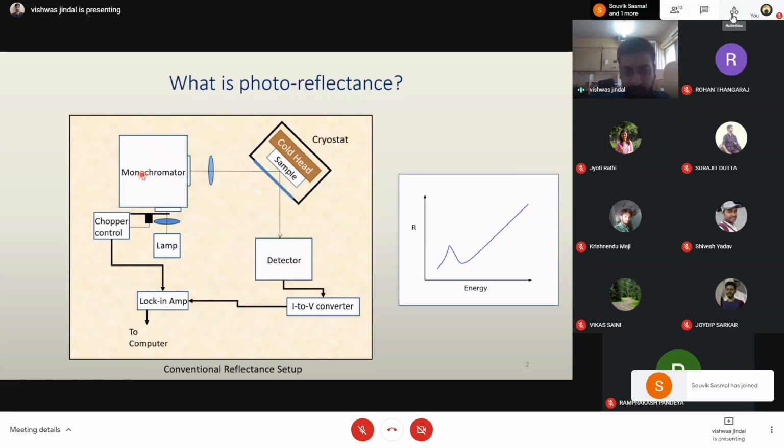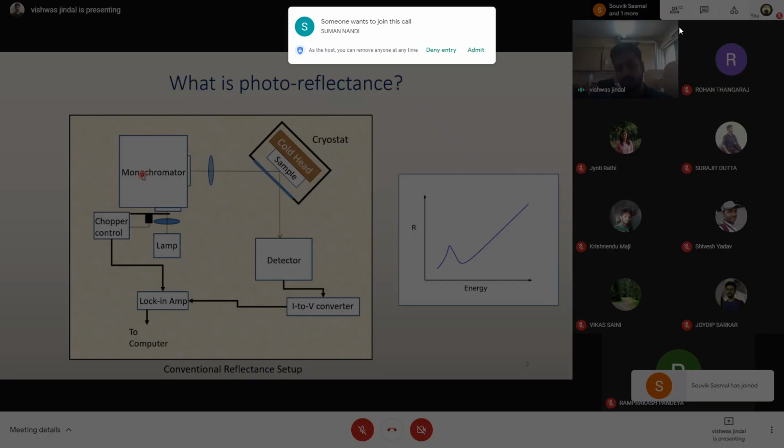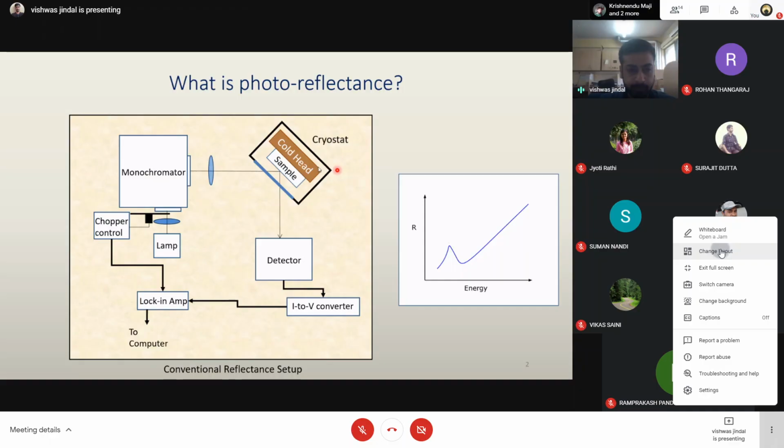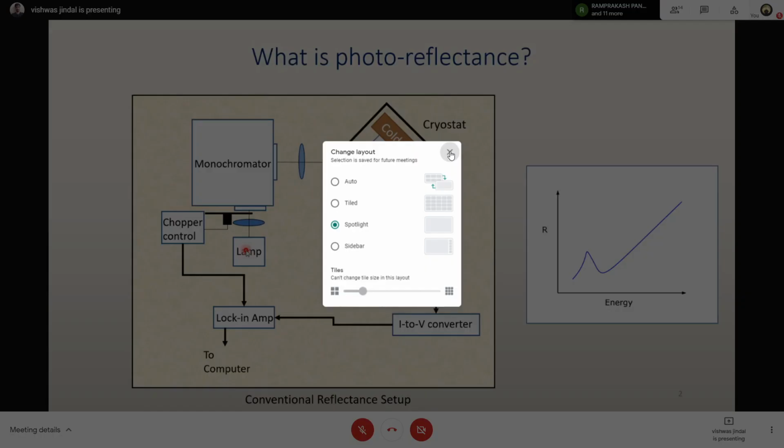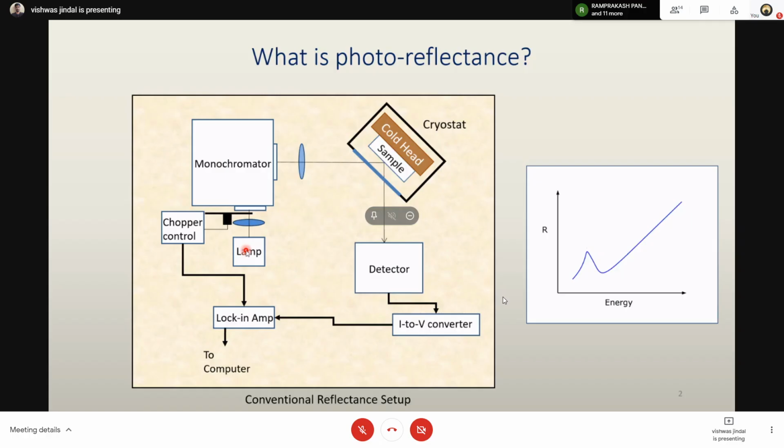Now, in order to understand photoreflectance, let's first go to an even easier part, the reflectance. If you want to study the optical response of a material, one of the easiest things that you can do is to measure its reflectance spectrum. And how do you do that? You can have this kind of a setup. Here, there's a lamp, which is a white light source. That is, it has a broad spectrum.